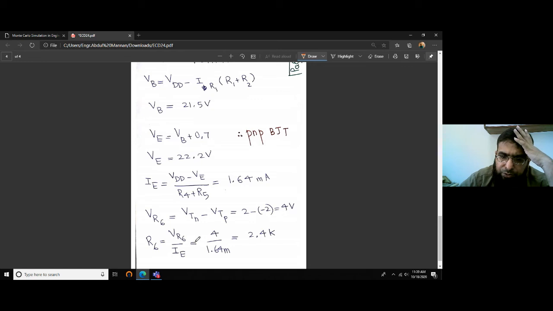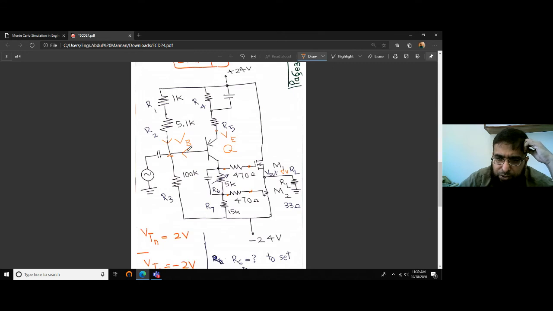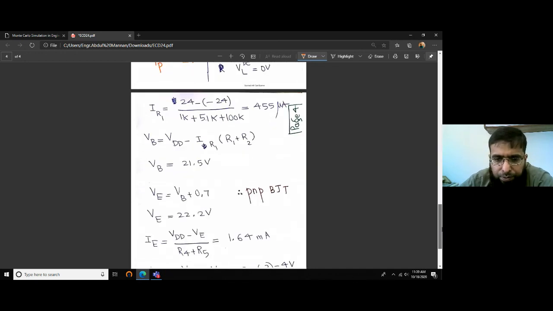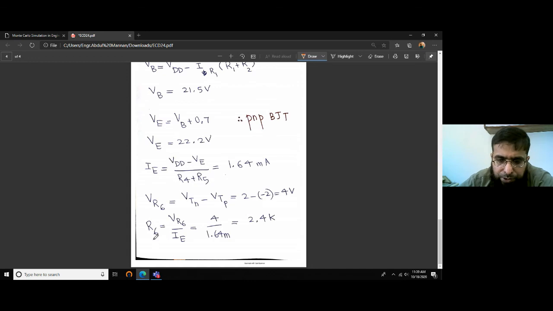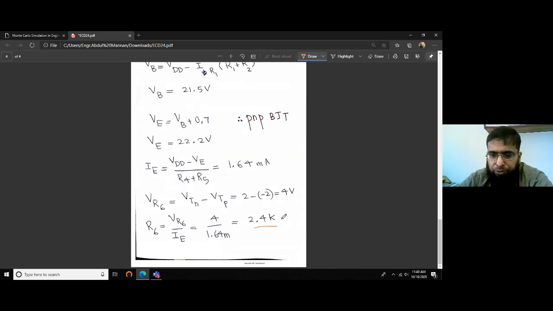So V across R6 is 4, and the current flowing through R6 is approximately the same as this IE, because IB is negligibly small. So the current flowing through this is approximately IE. Since it's IC, and IC can be approximately written equal to IE. So the current flowing through this would be IE. So R6 can be computed as VR6 over IE. So 4 over 1.6 gives 2.4K. So we can turn the knob of this 5K variable resistor so that it gives a resistance equal to 2.4 kilo ohms.